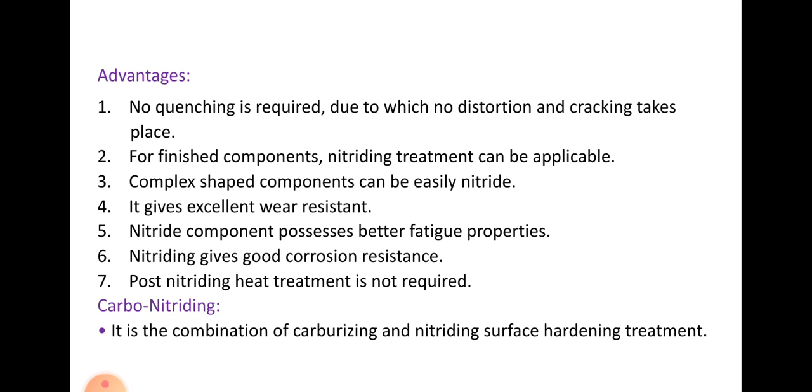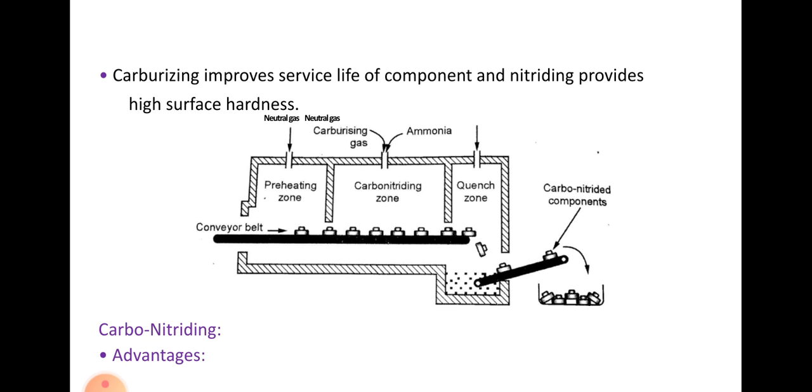Third, carbonitriding. It is the combination of carburizing plus nitriding on the surface of steel, which increases the hardness of steel. And that diagram shows the environment created by using carbonitriding. It improves the life of the component, as carburizing improves the service life of the component and nitriding provides high surface hardness.